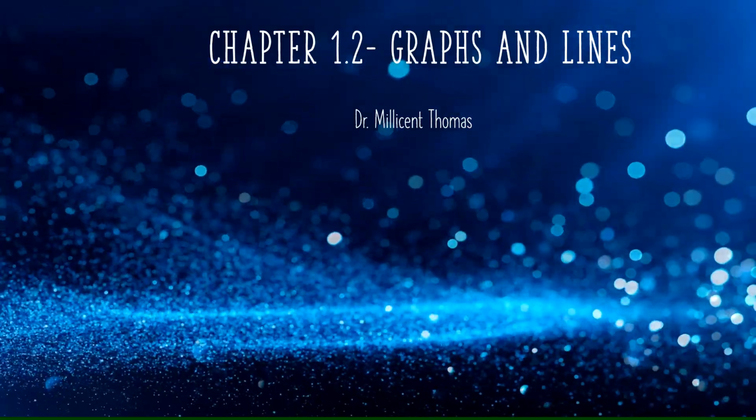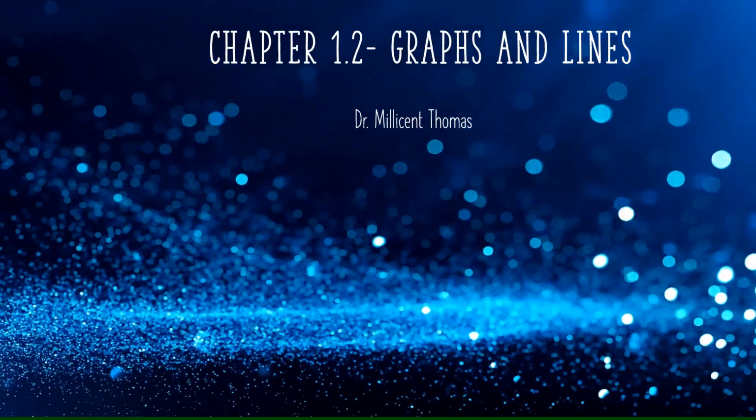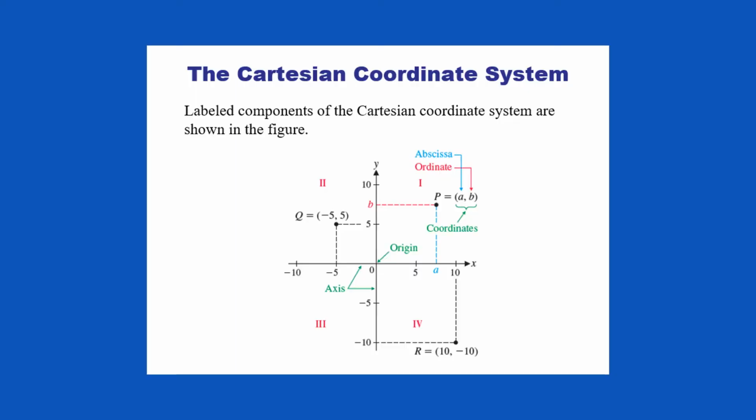In this video, we are going to see the graphs of lines. We draw the graph using the coordinate system. The Cartesian coordinate has got an x-axis, which is the horizontal line. The vertical line is our y-axis, and the x-axis and y-axis meet at the origin.